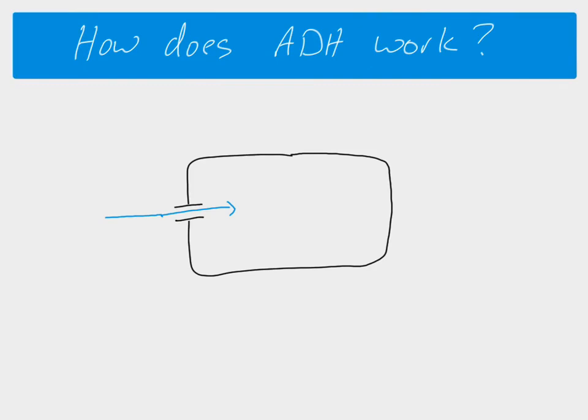So if the idea is to move more water through, so increase the reabsorption of water from the collecting duct into the blood, then the more aquaporins you have, the more water can be reabsorbed. So this is what ADH does. It increases the number of aquaporins in the cell surface membrane of the cells lining the collecting duct.